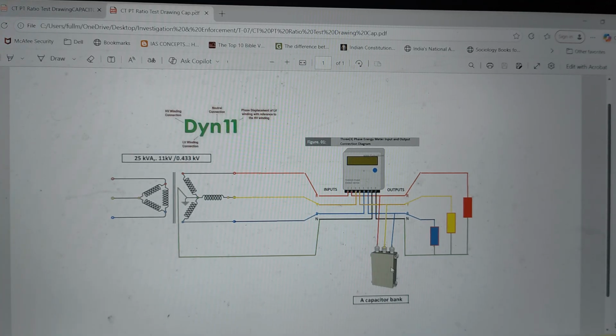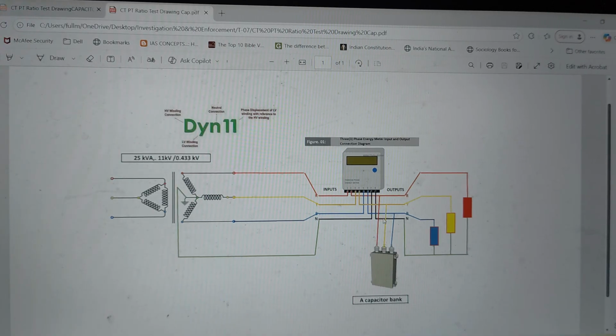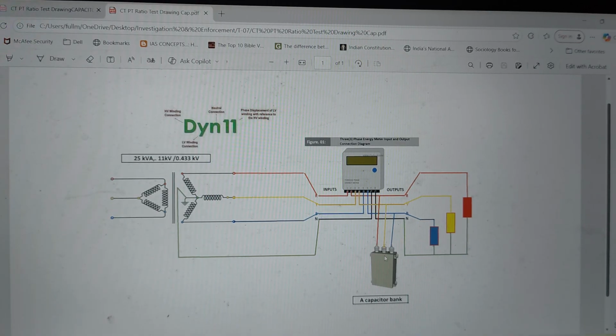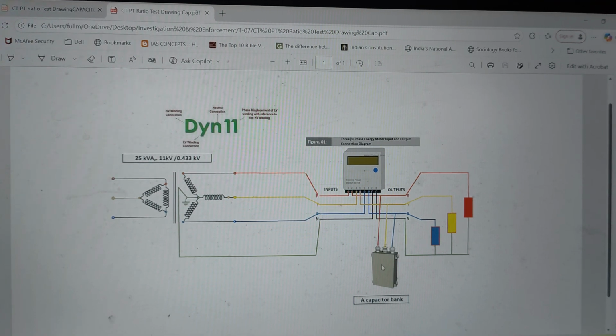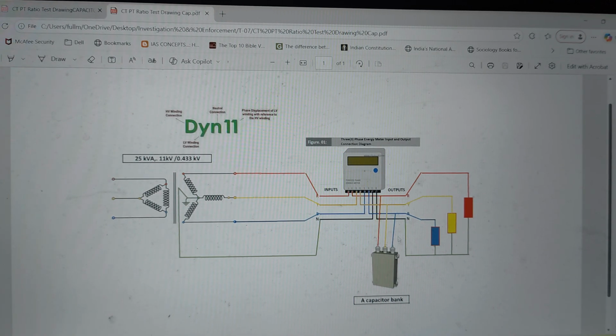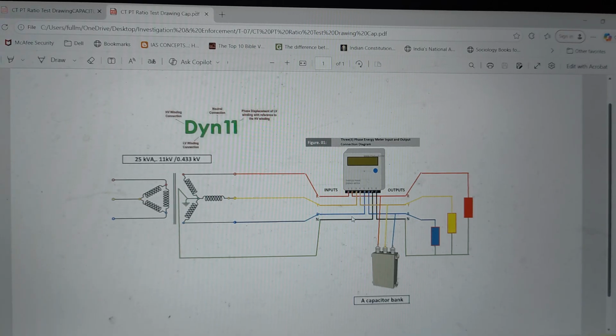Okay, so the question is: where to install the capacitor bank? Is it like this, after the meter, like you see in this circuit, which is of course the correct way, or before the meter? Technically speaking, there is no problem if we install here or here, but it has to be installed this way. Because what a capacitor bank does is that it provides the reactive power, the reactive energy required to establish a magnetic field, which is further required to have a constant voltage or good voltage regulation.